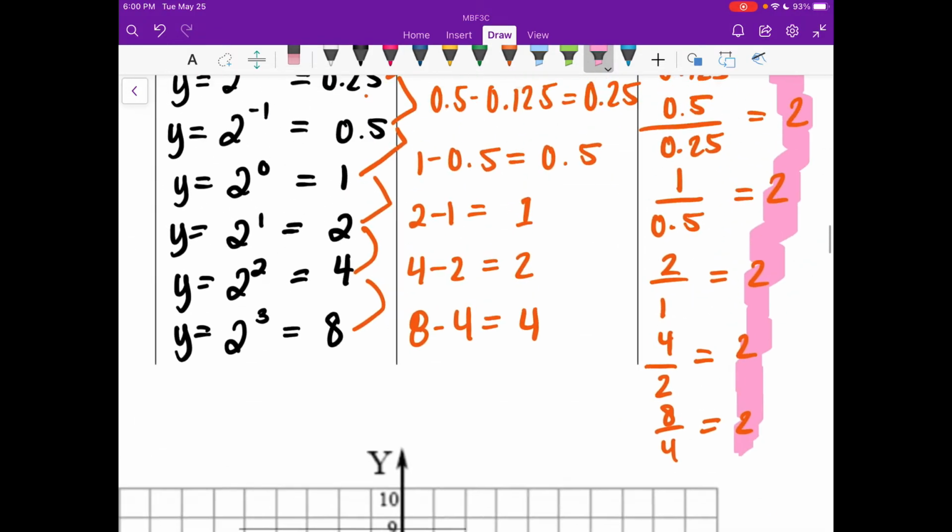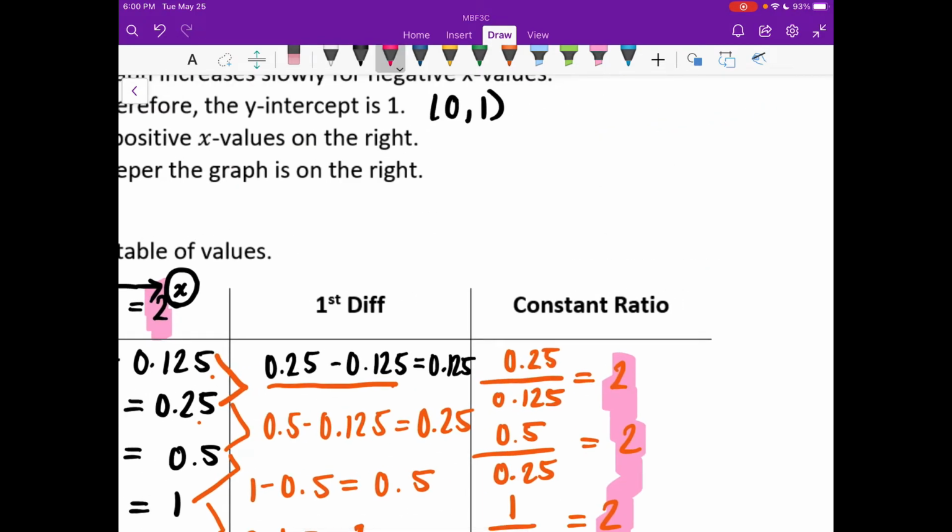So just write that in for yourself. It's a good thing to remember and to know that you did it right. Constant ratio equals base.